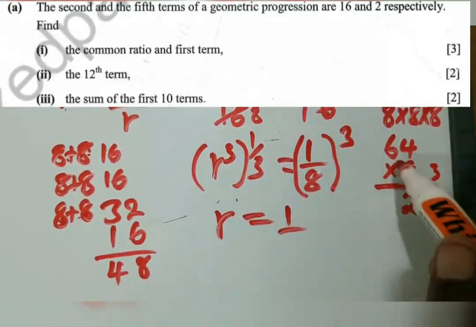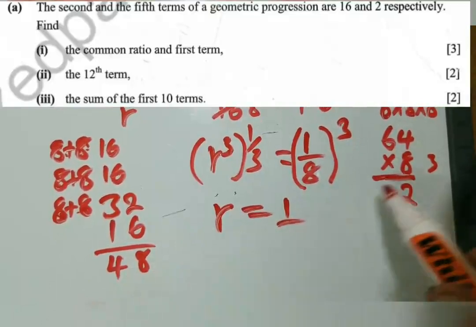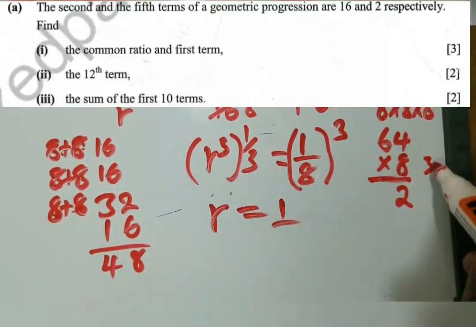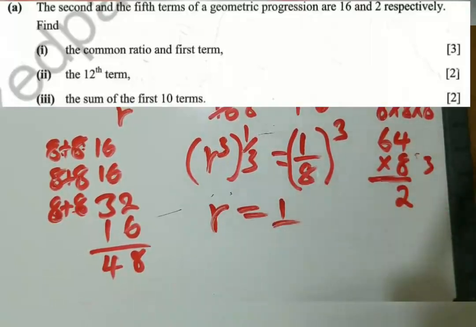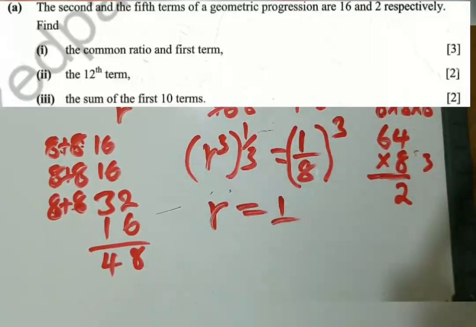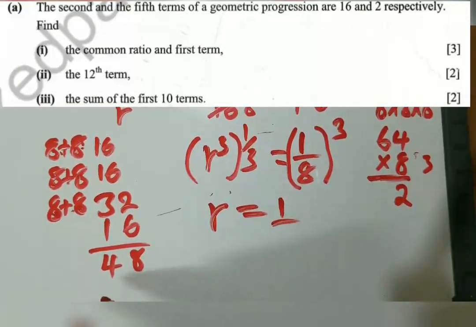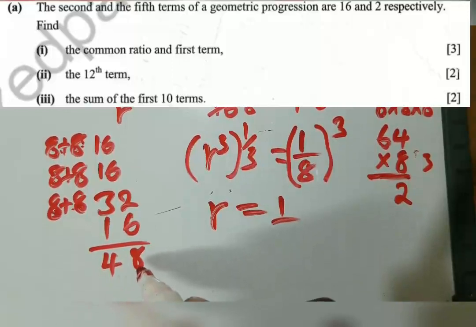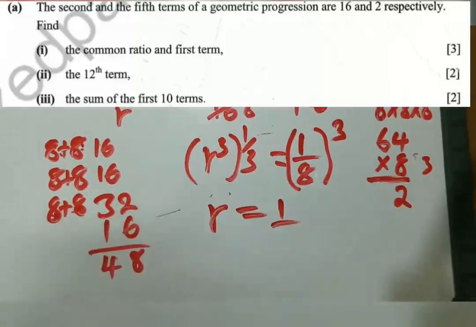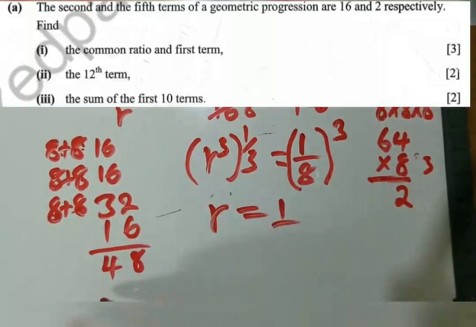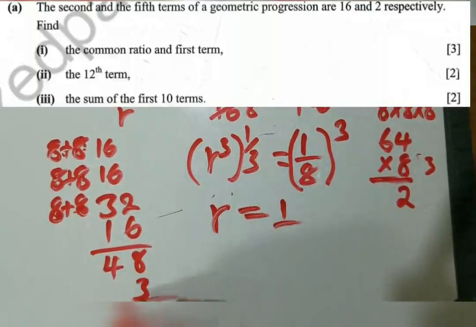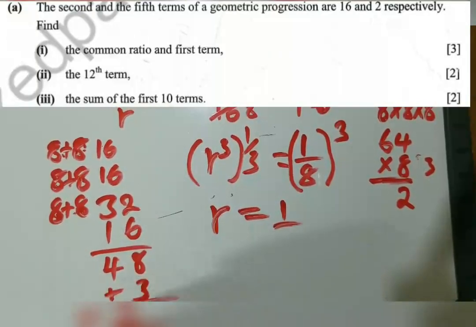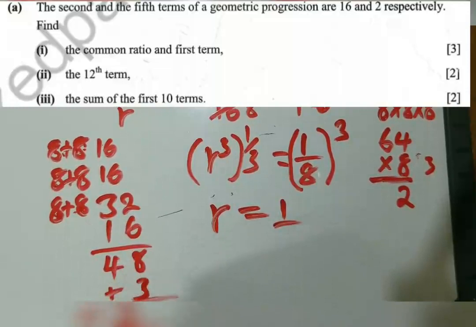So 8 times 6 is 48. 48, you know that we have 3 here, so we need to add 48 plus 3. What is 48 plus 3? You are going to have 51. You're going to have 51 when you add 3 like that. So this is just 11. 8 plus 3, that is 11. 1 carry 1, 4, that's going to be 51.